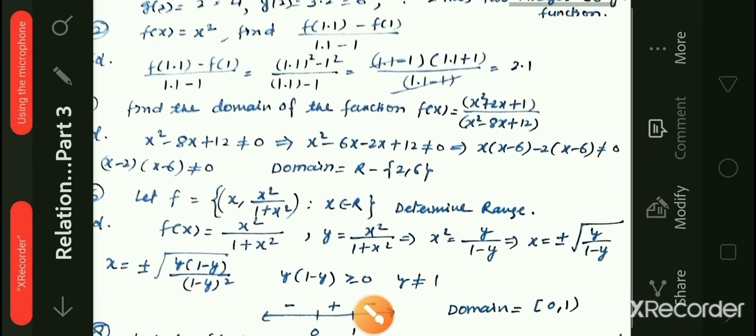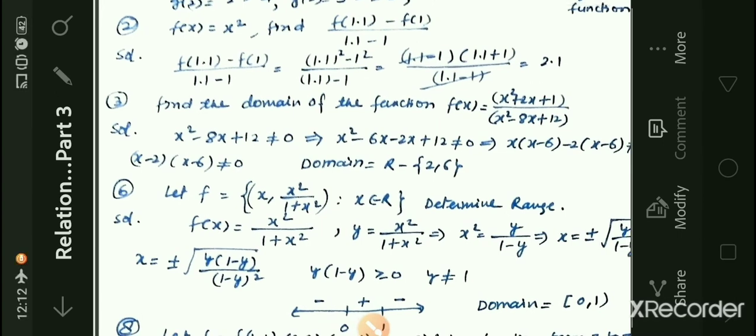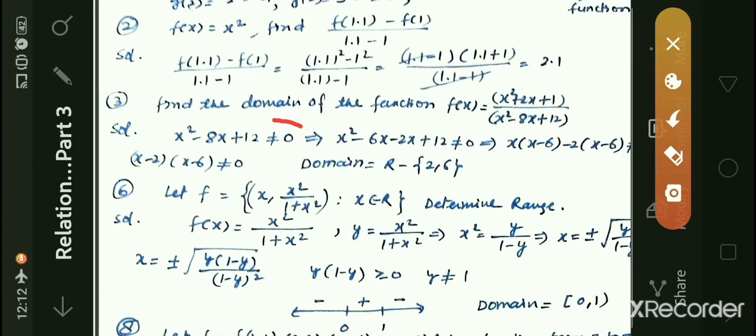Now solve question number 6. Here f(x) is equal to x square by (1 plus x square). Just simply put f(x) is equal to y. Now solve for x in terms of y. After solving it, x square is equal to y upon (1 minus y). So x is equal to plus minus under root of y upon (1 minus y).